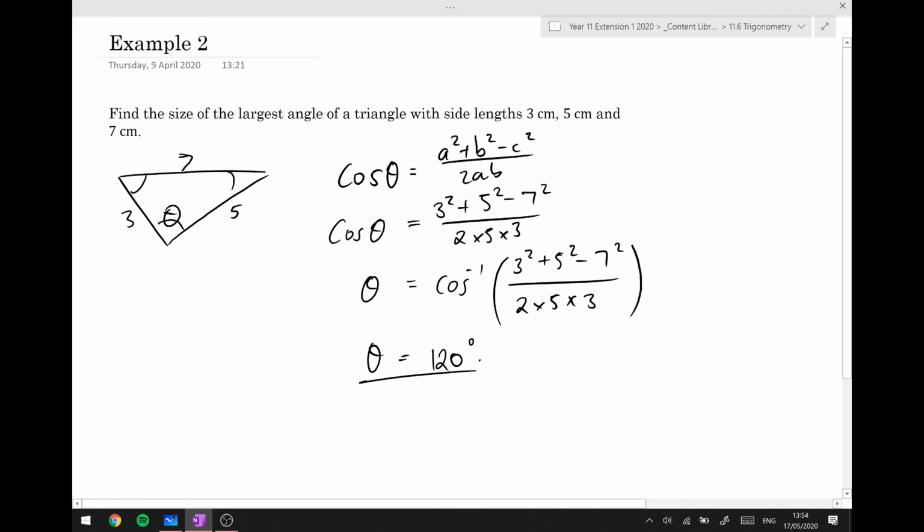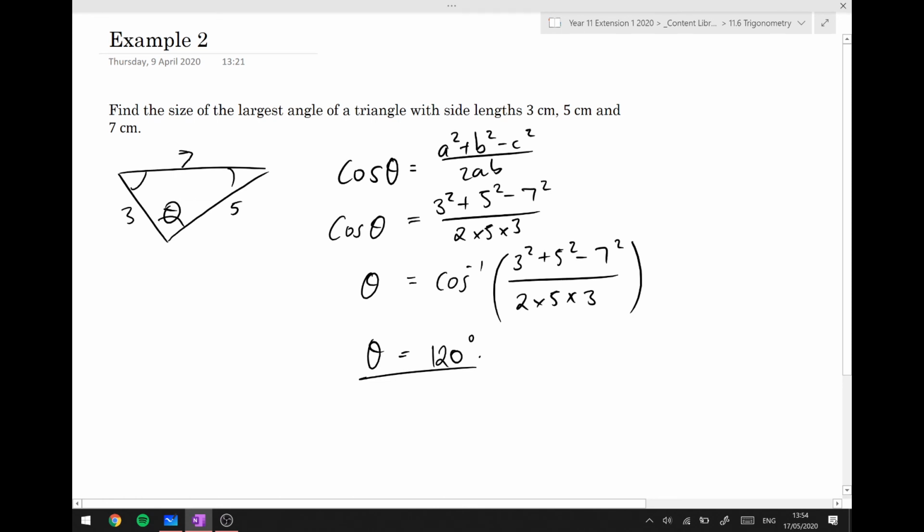Spot on. Cool. So that's how we rearrange the cosine rule to find our angle.